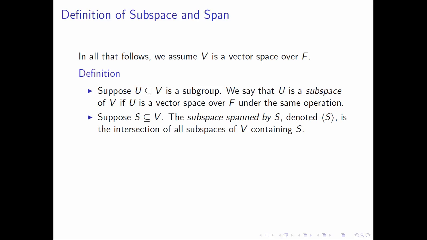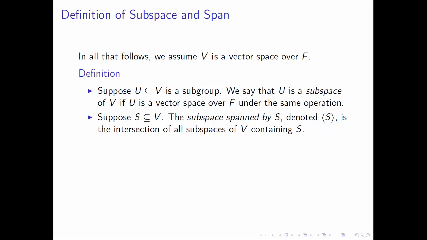And now let's suppose that S is a subset of V. Then we're going to define the subspace spanned by S, which we're going to denote with those angled brackets as we have done so far. The subspace spanned by S, denoted angled bracket S angled bracket, is the intersection of all subspaces of V containing S.